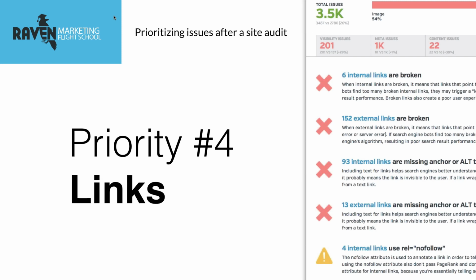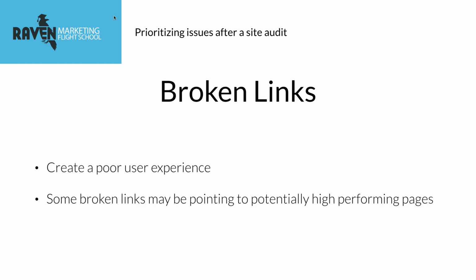Priority number 4 is links, and looking at the links on your site both internally and externally. And the number one thing I look for when I'm looking at links on my site is anything that's broken. And the key here is user experience. A lot of this goes back to user experience.